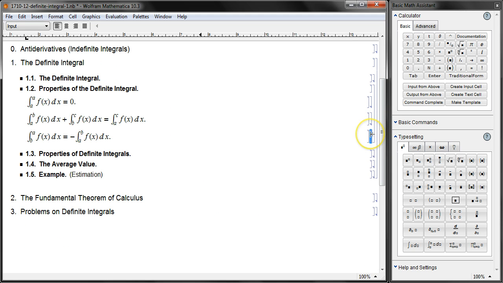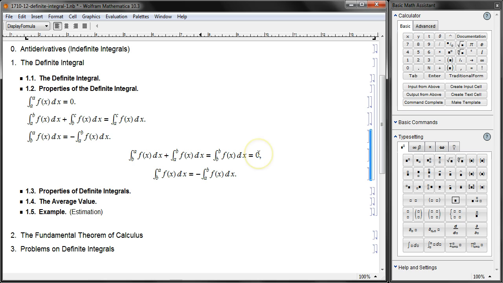Another way to see it, okay, this is going to be a little bit harder, but it's more accurate. We're going to use the second property, where we're going to put b to a, and then again a to b. So put those together using the second property. What do you get? We get the integral from b to b.